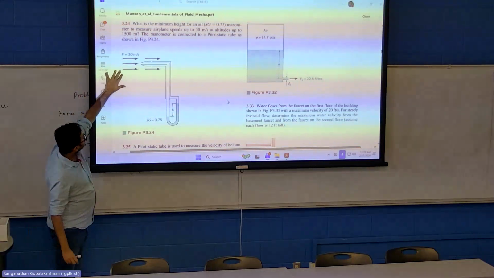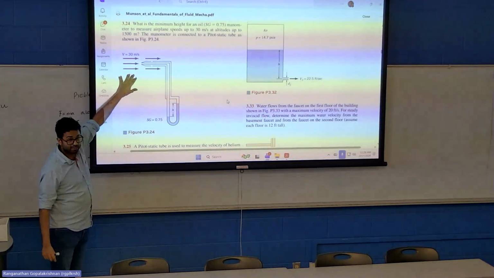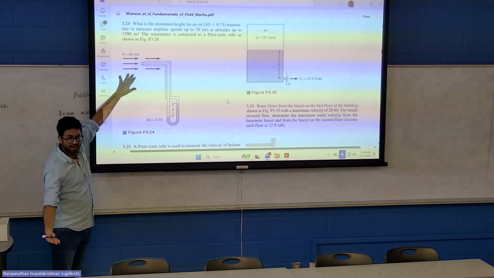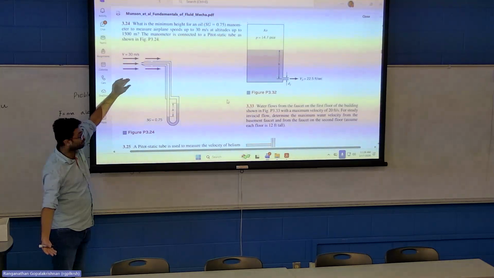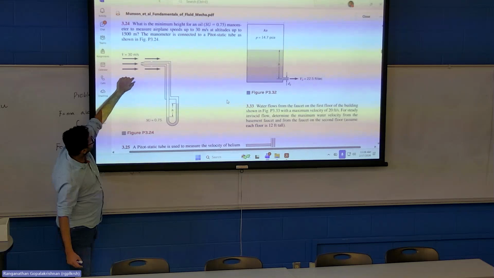The airflow is coming from left to right in this picture at 30 meters per second. I said, please look up. I'll give you time to write. This is important. So the air is coming at 30 meters per second.